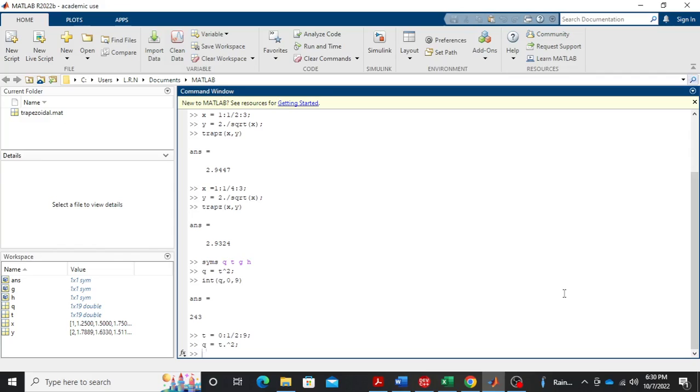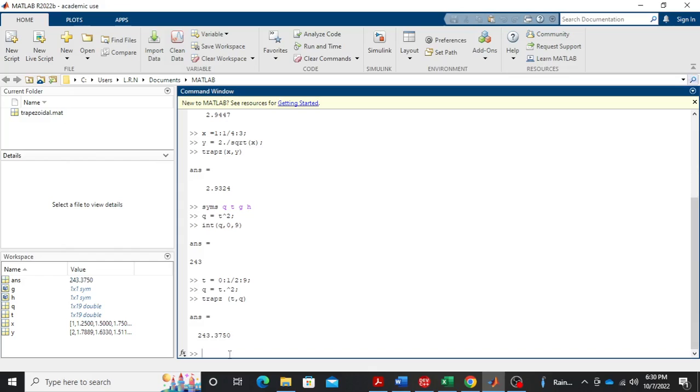An important thing in using the trapezoidal method in MATLAB: you must first type the independent variable before the dependent variable. Otherwise, you will get a wrong answer. So if I type here 2PQ, we have an answer of 243.375.